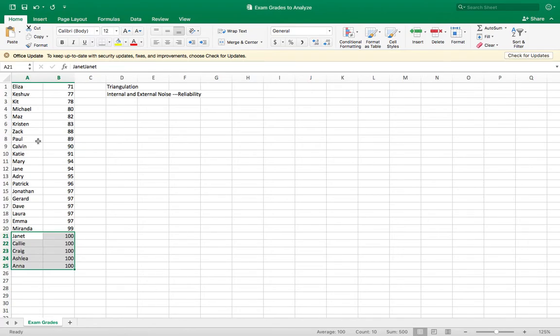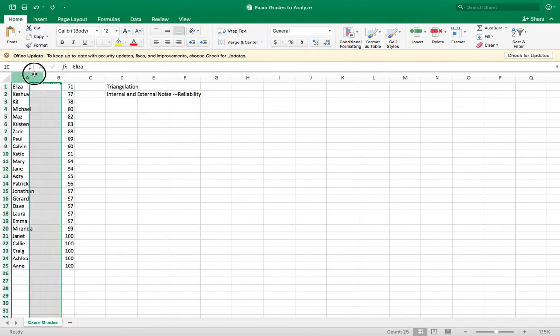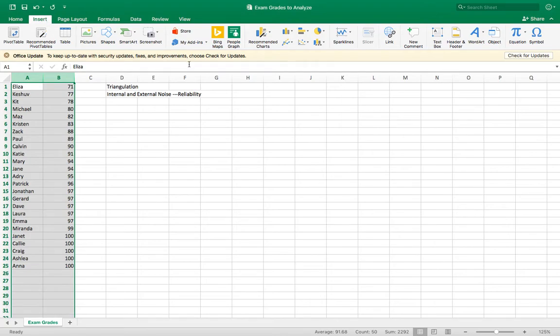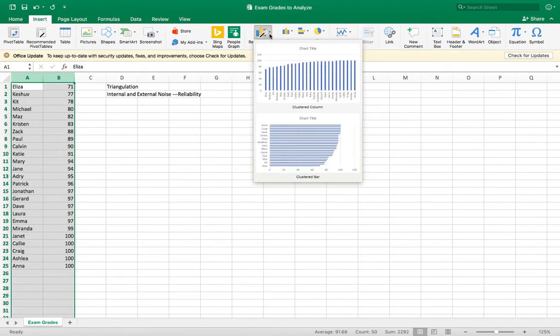I like to go through this thought process before I do anything else because I'm just looking, Eliza, Keshav, doing a quick scan. You get to know your students really well, so first I'm just doing a quick scan. Okay, the next thing that I would do is I would want to create some kind of graph, right? So when we want to create a graph, we're going to insert. I just like to go to recommended charts, and then I'm just going to see what happens.